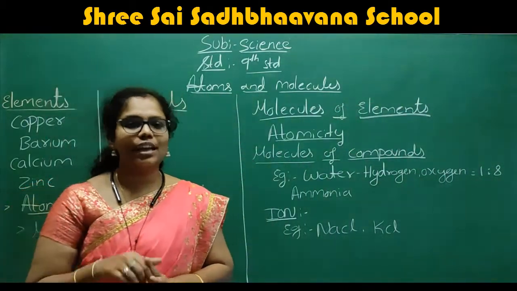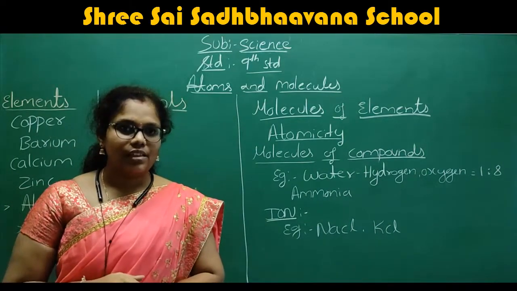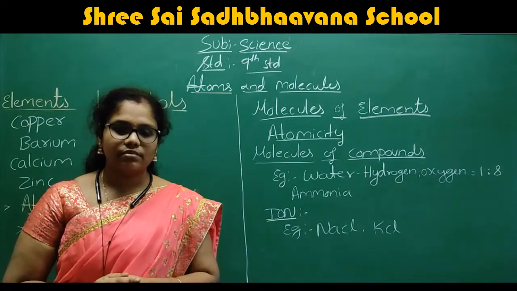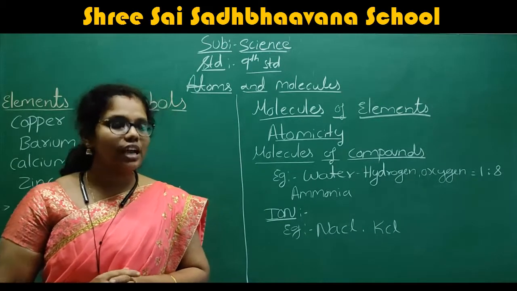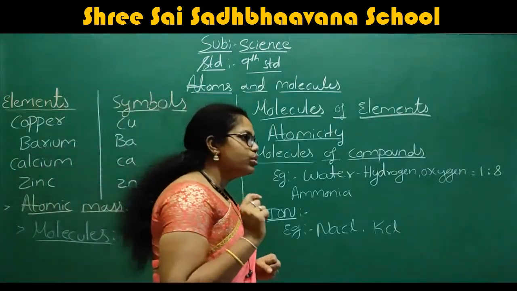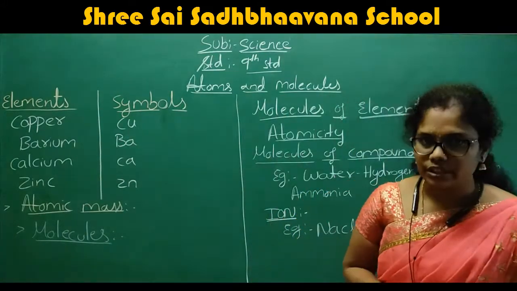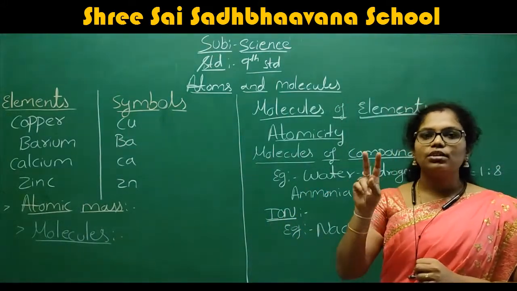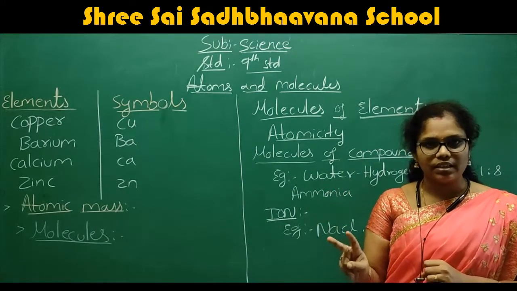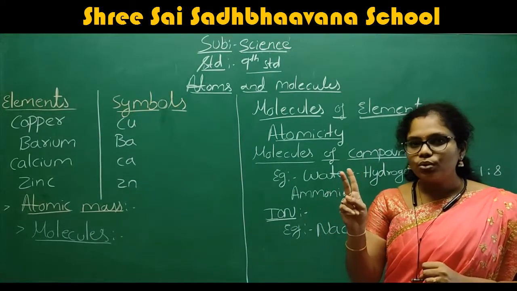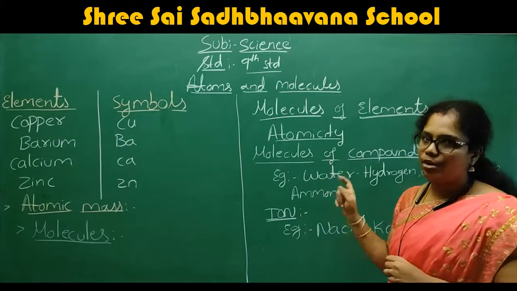Hydrogen, H2, is a diatomic. How do I call it a diatomic? If you see hydrogen, H2 is the formula. Two hydrogen atoms are present in it, therefore the 2 indicates that it is diatomic.